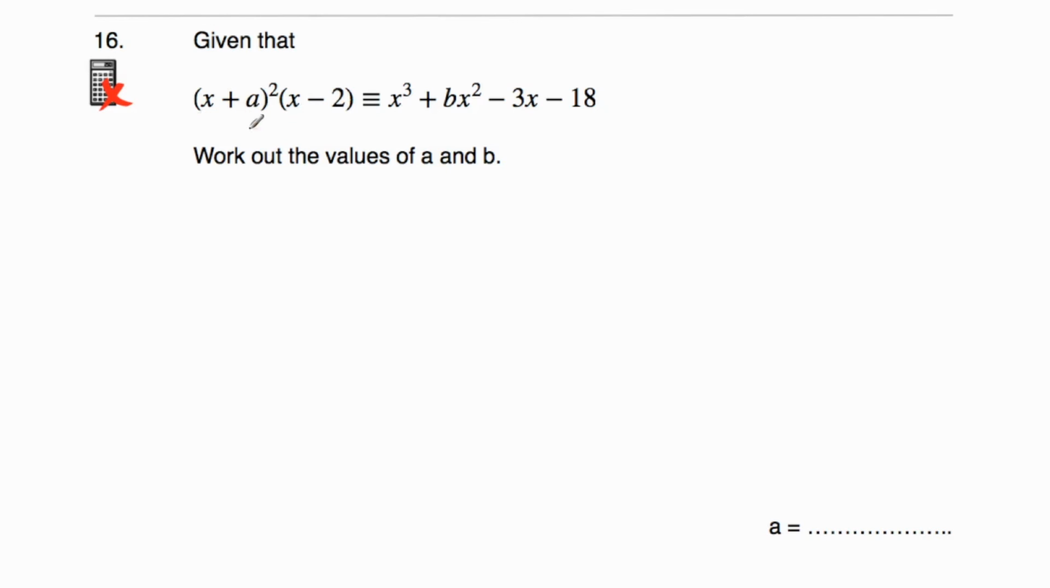Now, unlike the last one where there were some obvious shortcuts or some obvious ways to approach the question, in this question I'm thinking I'm going to just expand this left-hand side. So expanding these, we're going to square the bracket, which means we're going to multiply by itself. So (x plus a)(x plus a), and then we've got our (x minus 2).